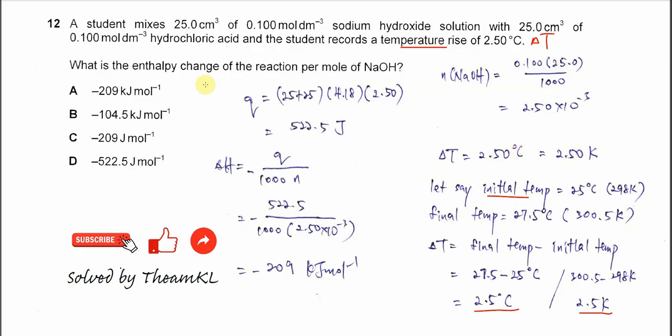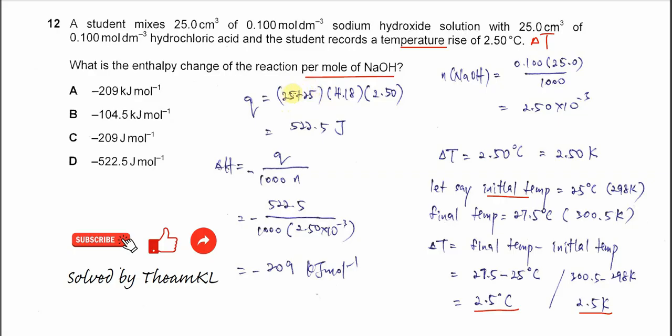Okay, let's continue. What is the enthalpy change of the reaction per mole of sodium hydroxide? Now it's already specified per mole of sodium hydroxide. First we need to calculate Q, the heat released during the reaction. So it's mc delta T. m is the mass of the solution. We can use the volumes for this calculation.